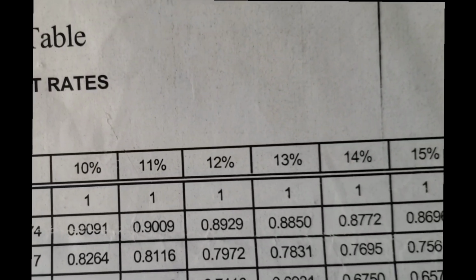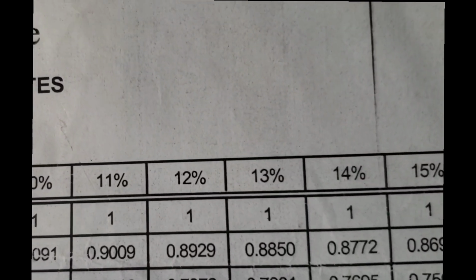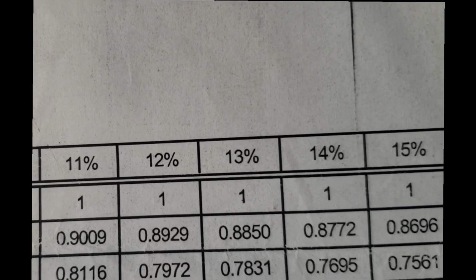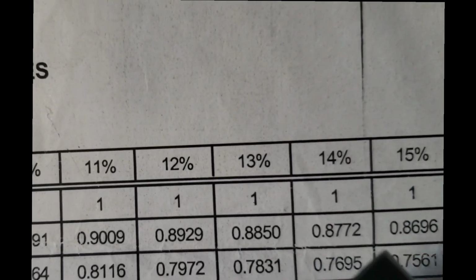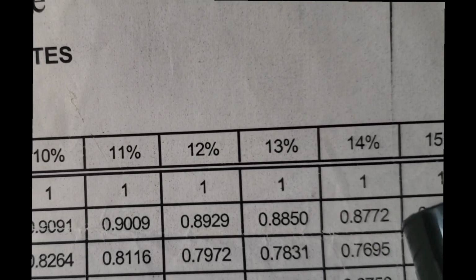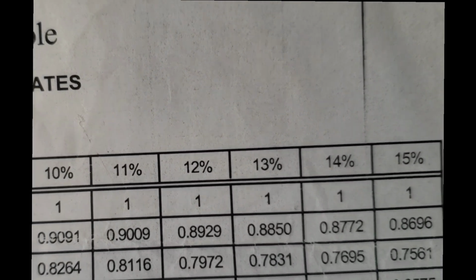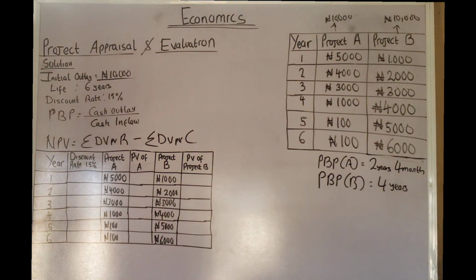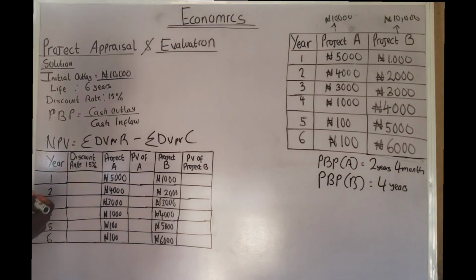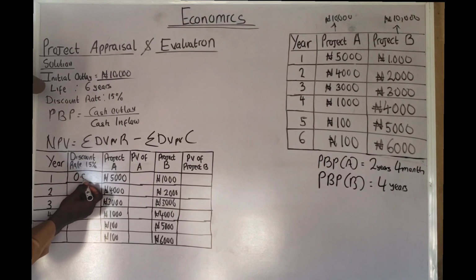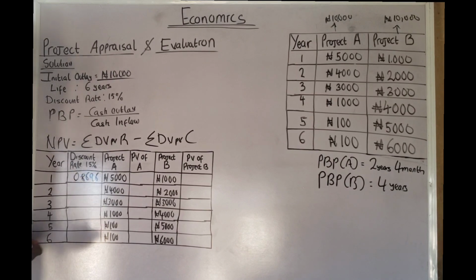0.8696. You see now? Year 1 under 15% is what? 0.8696. If you look, you will see it here. Okay, so I'm going to write it there. Here will be 0.8696.